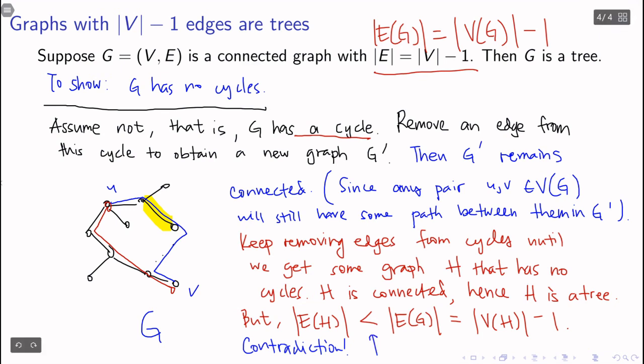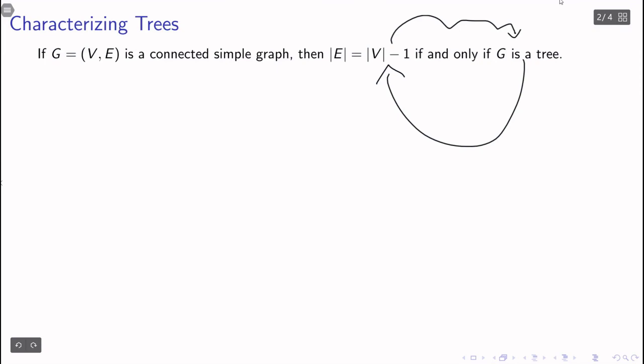Therefore, in other words, G must have had no cycles to begin with. And that's the end of the proof. And now we have both directions. That gives us our characterization of trees. Okay, so just to summarize, G is a tree if and only if the number of edges is equal to the number of vertices minus 1.